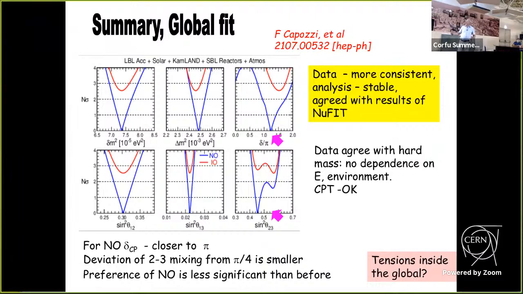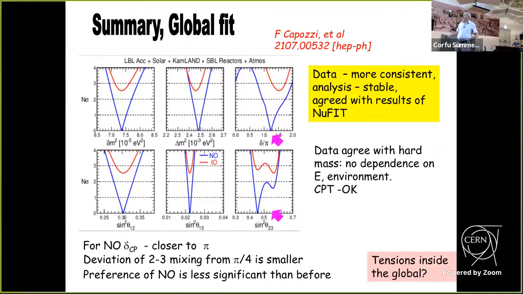One should mention that the data become more consistent, the analysis is stable, and this group gives results which are quite similar to what another group's new fit is giving. So the data agree with a hard mass, and no dependence of mass on energy or environment has been observed, which is very important. Actually, it is a test to understand what is the nature of neutrino mass.